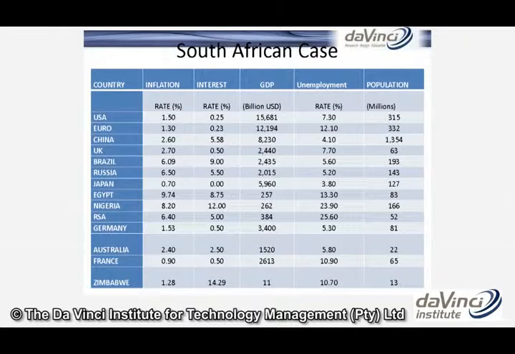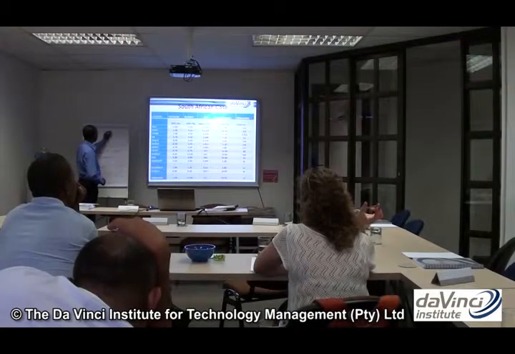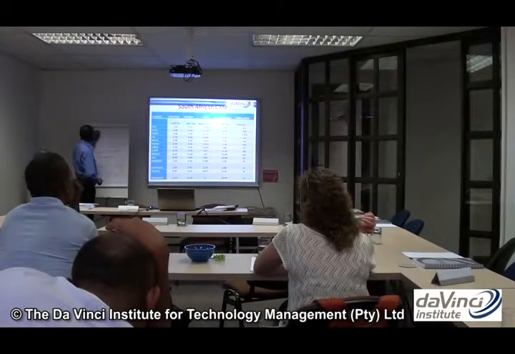Now, the size of USA's GDP is 15 trillion US dollars. Right. Now, for us to get a better indicator of economic welfare, we divide the GDP by the population. And then we get GDP per capita.